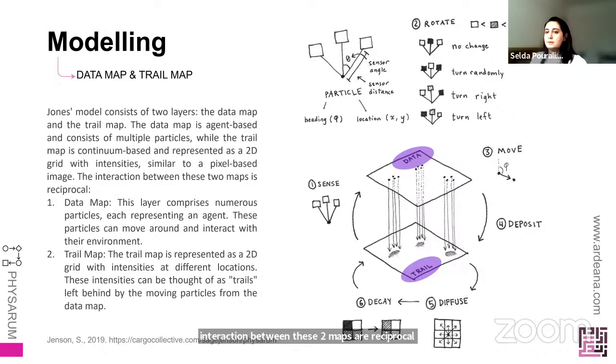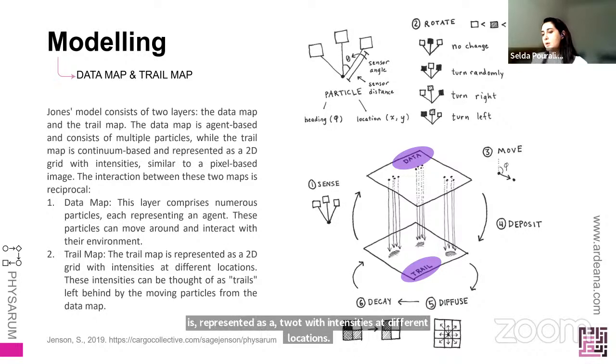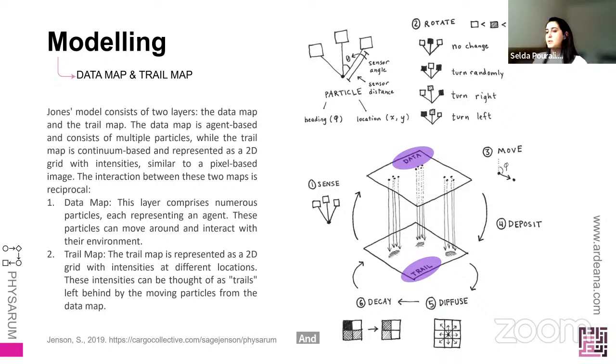In the data map, this layer comprises numerous particles, each representing an agent. These particles can move around in and interact with their environment. On the other hand, the trail map is represented as a 2D grid with intensities at different locations. And these intensities can be thought of as a trail left behind by the movement of particles from the data map.